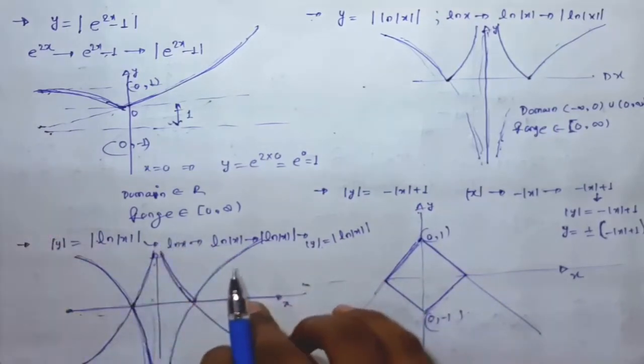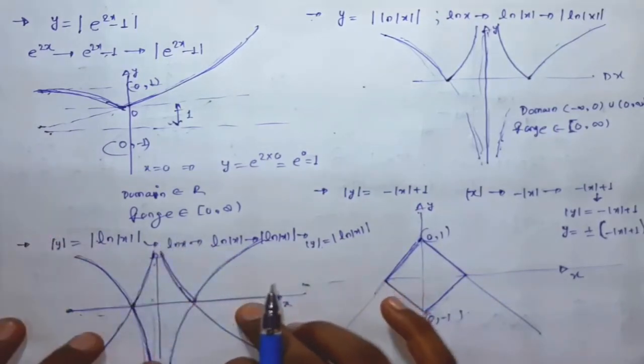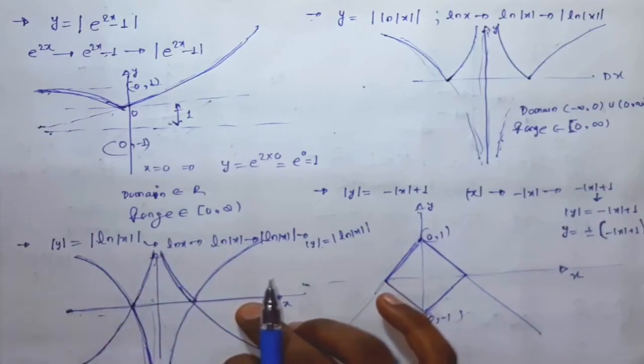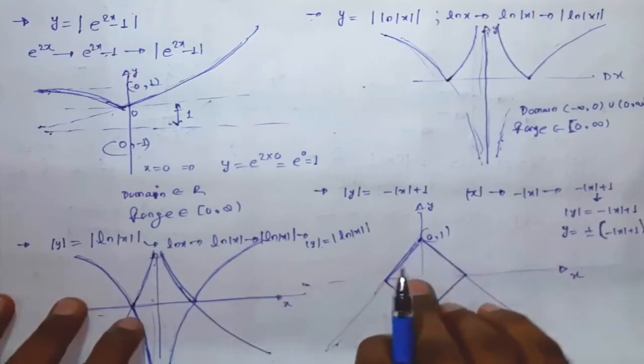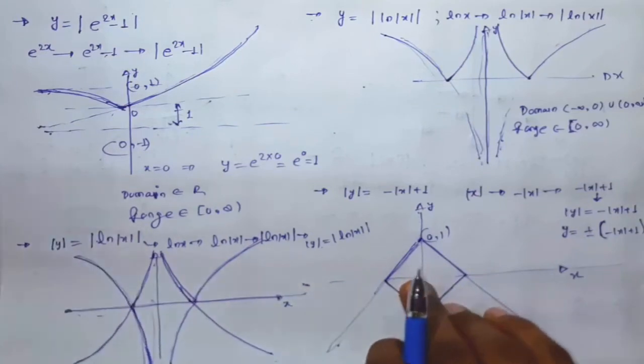As far as range is concerned, range will be minus infinity to plus infinity, and domain will be minus infinity to 0, union 0 to infinity. Okay, I hope it is clear. So we will draw the graphs of some more functions. Before that, we will solve one example like this.